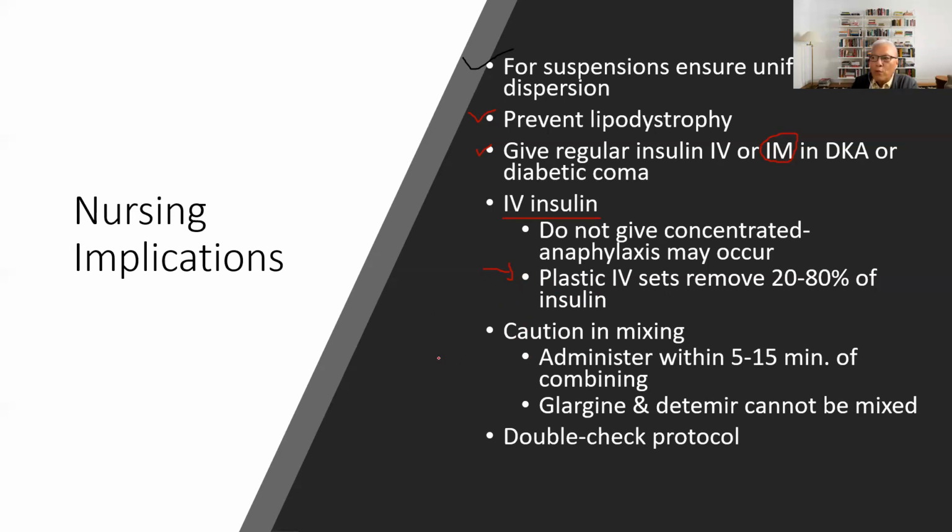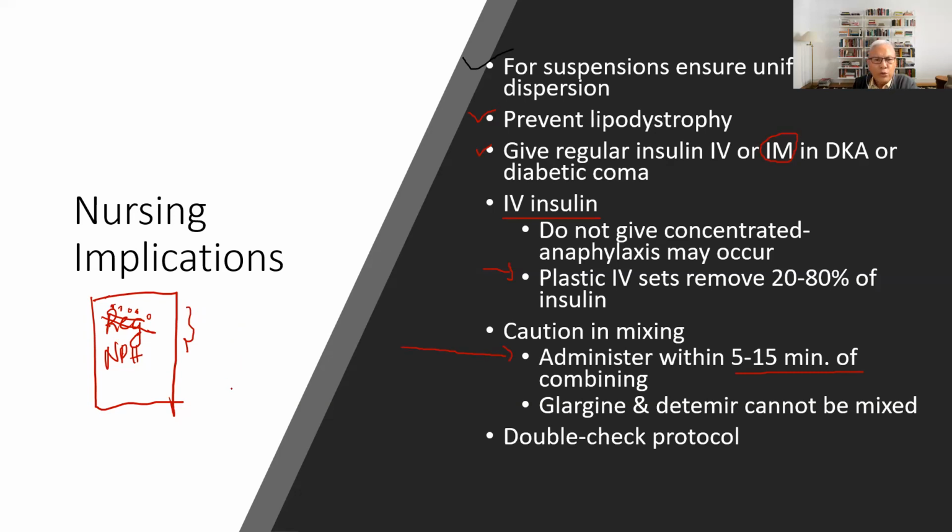And then, of course, when you mix two types of insulin, make sure that you give it within 5 to 15 minutes of combining. The reason being is, let's say that you gave regular and NPH, mix them together. If you don't give it within 15 minutes, the regular insulin will also become slow-acting insulin because it will absorb the protamine that is in NPH. And so all of these will therefore become slow-acting, okay? So you need to give them within 5 to 15 minutes of mixing them together.